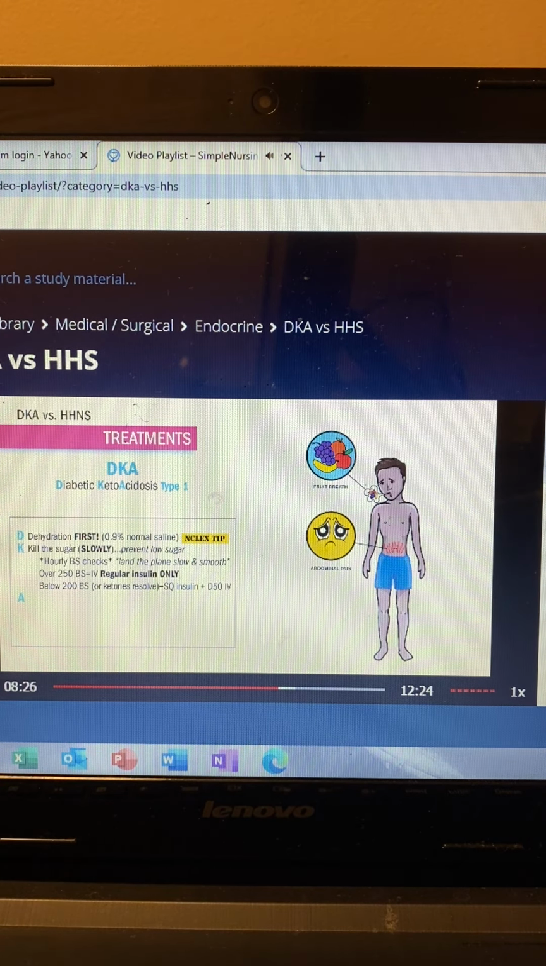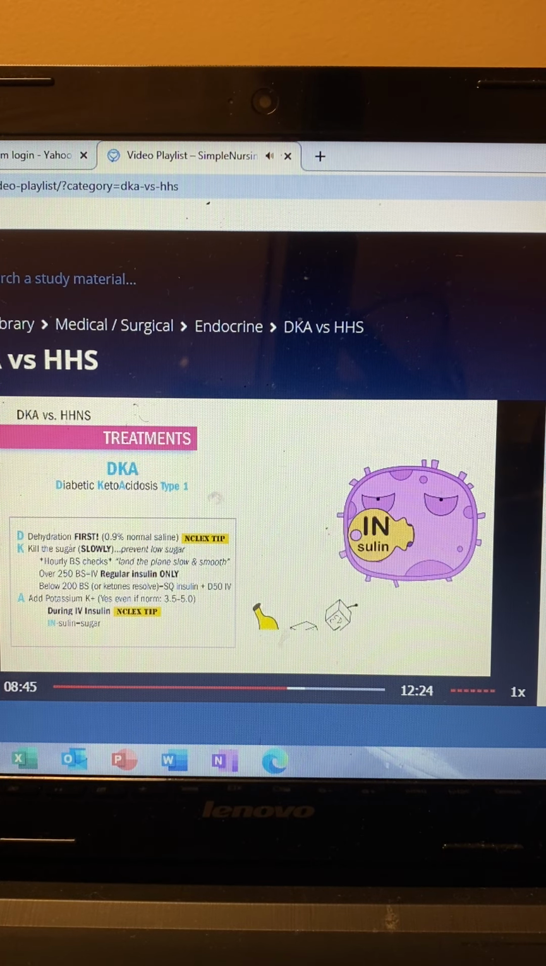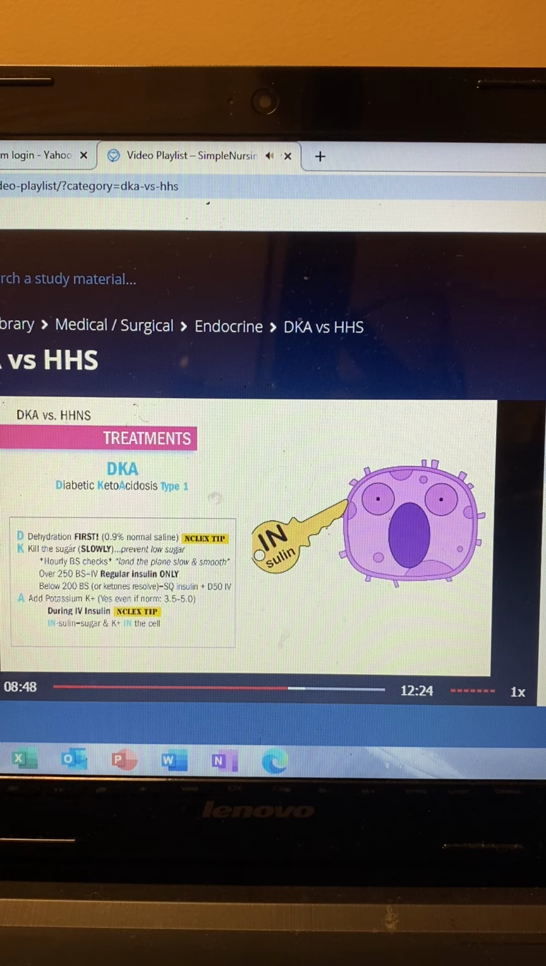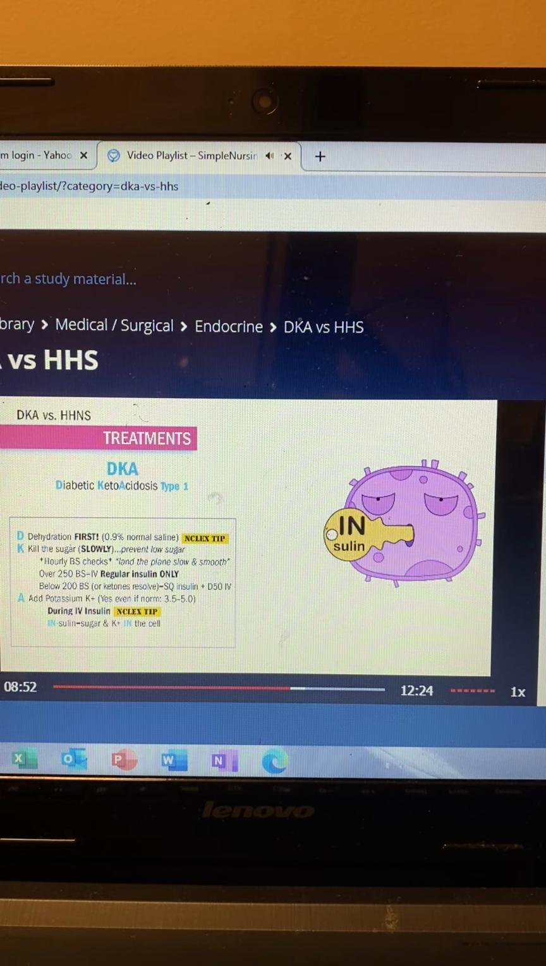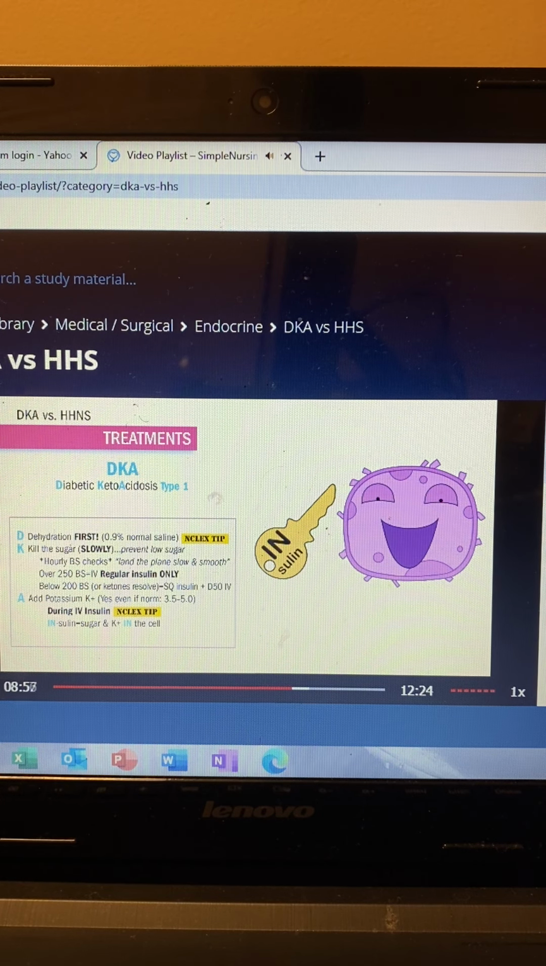Lastly, we add the potassium. Key word here, write this down. During IV insulin, not after. During. Big NCLEX tip. And yes, even when potassium is normal between 3.5 and 5.0. Now you're probably asking yourself why. Well guys, remember, insulin puts sugar and potassium into the cell. So naturally both sugar and potassium drop together. So to prevent a potassium crash, we add potassium, sort of like how we add sugar.